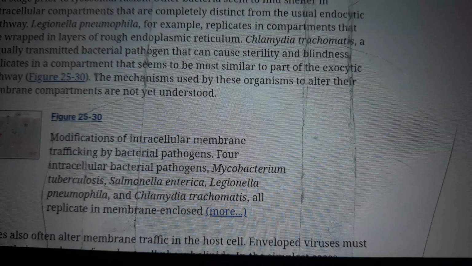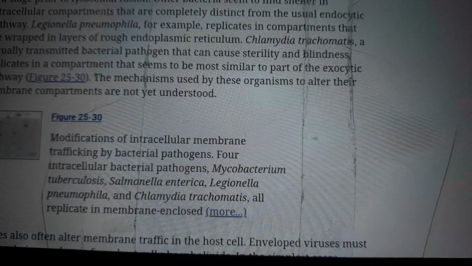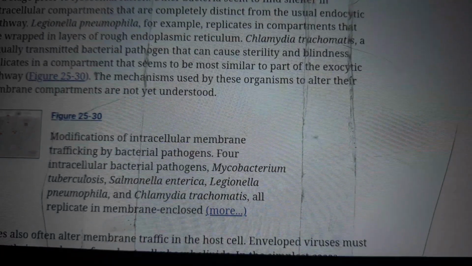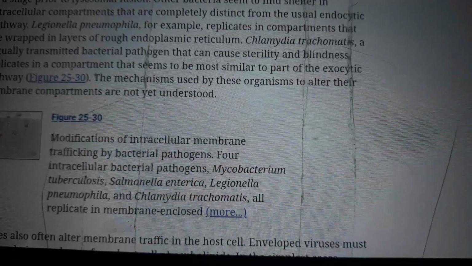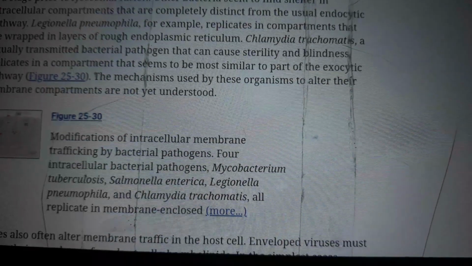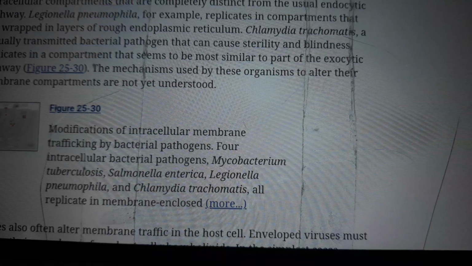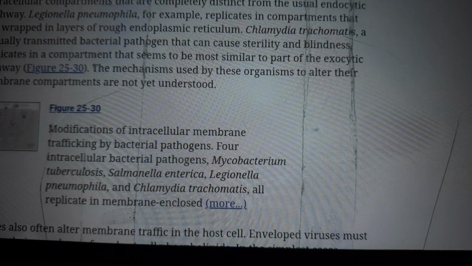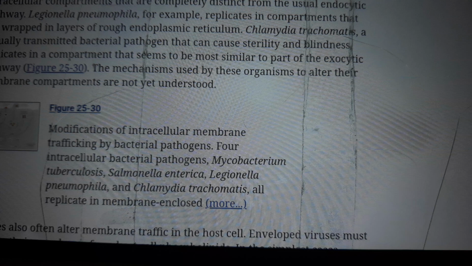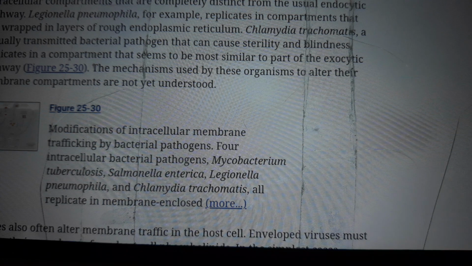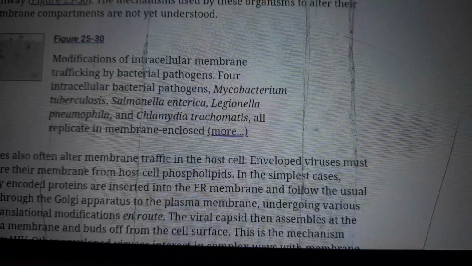But they arrest their maturation at a stage prior to lysosomal fusion, and other bacteria seem to find shelter in intracellular compartments that are completely distinct from the usual endocytic pathway. Legionella pneumophila, for example, replicates in compartments that are wrapped in layers of rough endoplasmic reticulum.